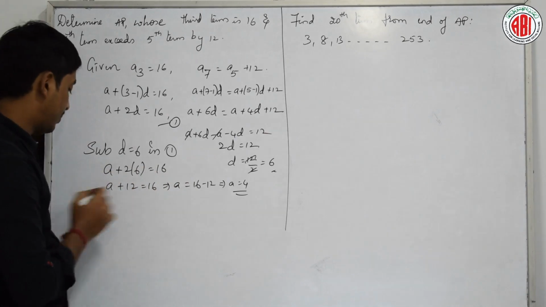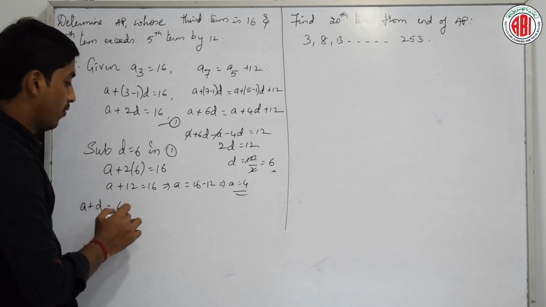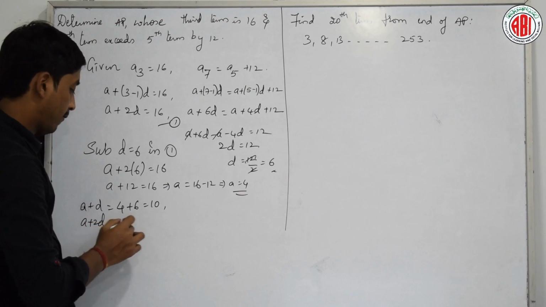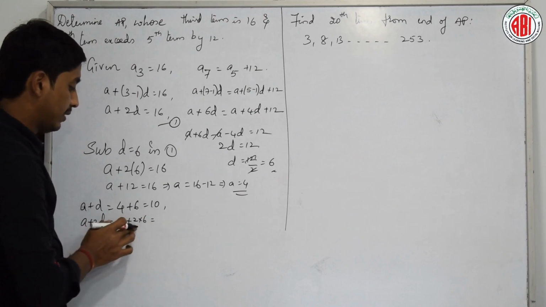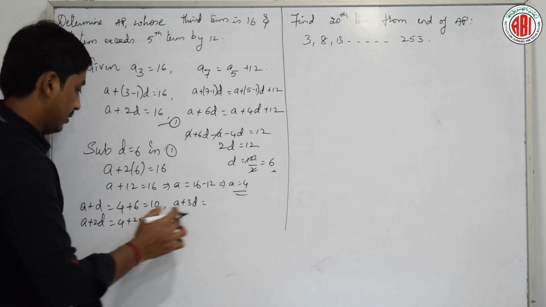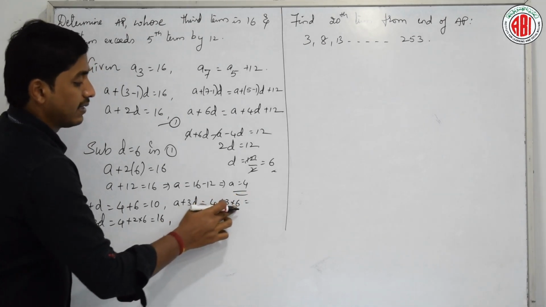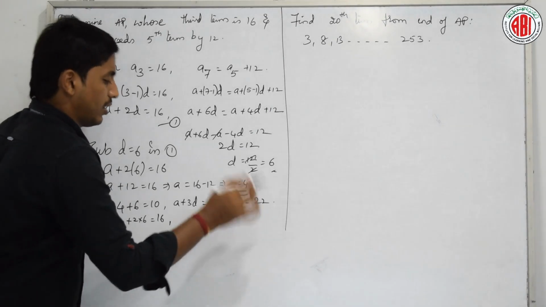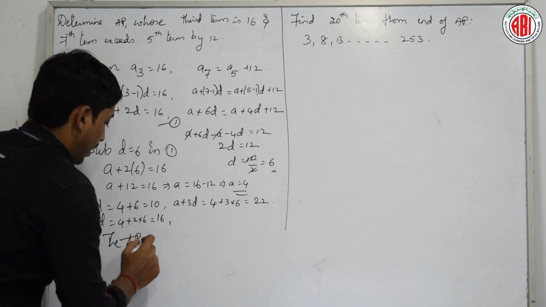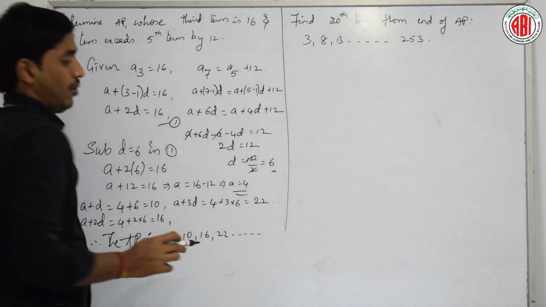What are the first three terms? a, we got it as 4. The next term is a plus d, that is 4 plus 6, that is 10. a plus 2d, 4 plus 2 into 6, 2 sixes are 12, 12 plus 4 is 16. a plus 3d, that is 4 plus 3 into 6, that is 4 plus 18, 22, and so on. At least 4 terms are enough. Therefore, the AP is 4, 10, 16, 22 and so on.